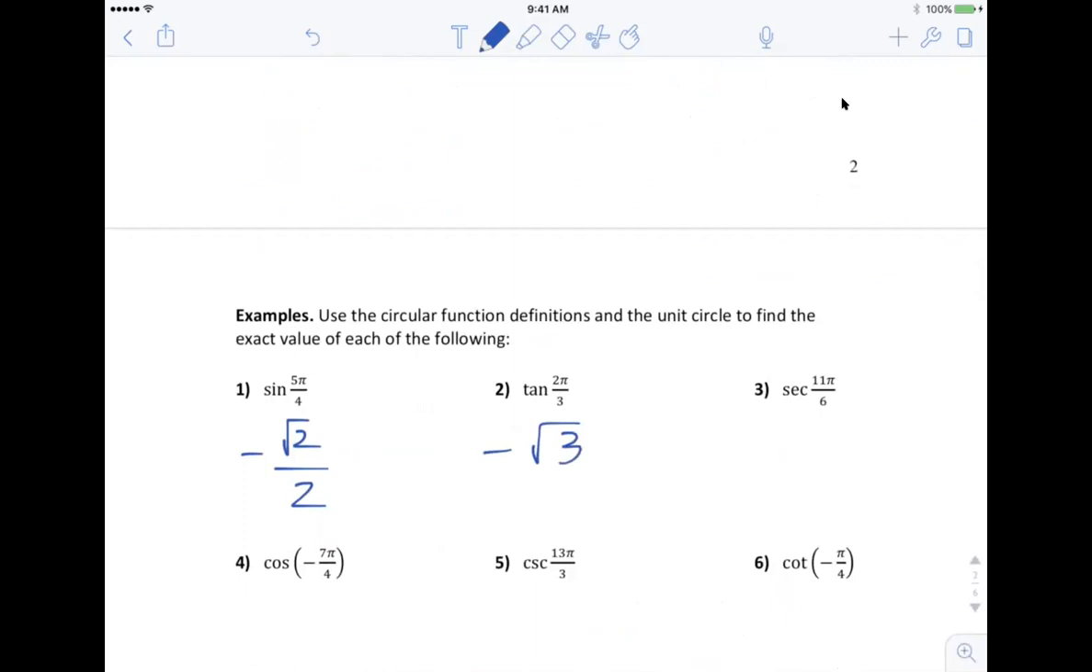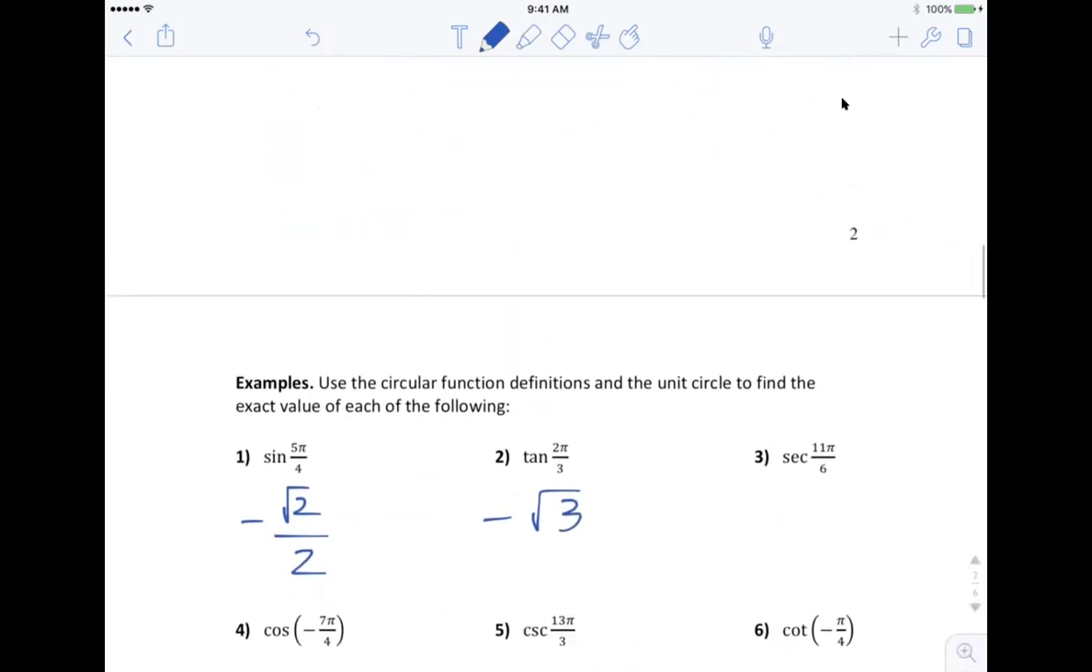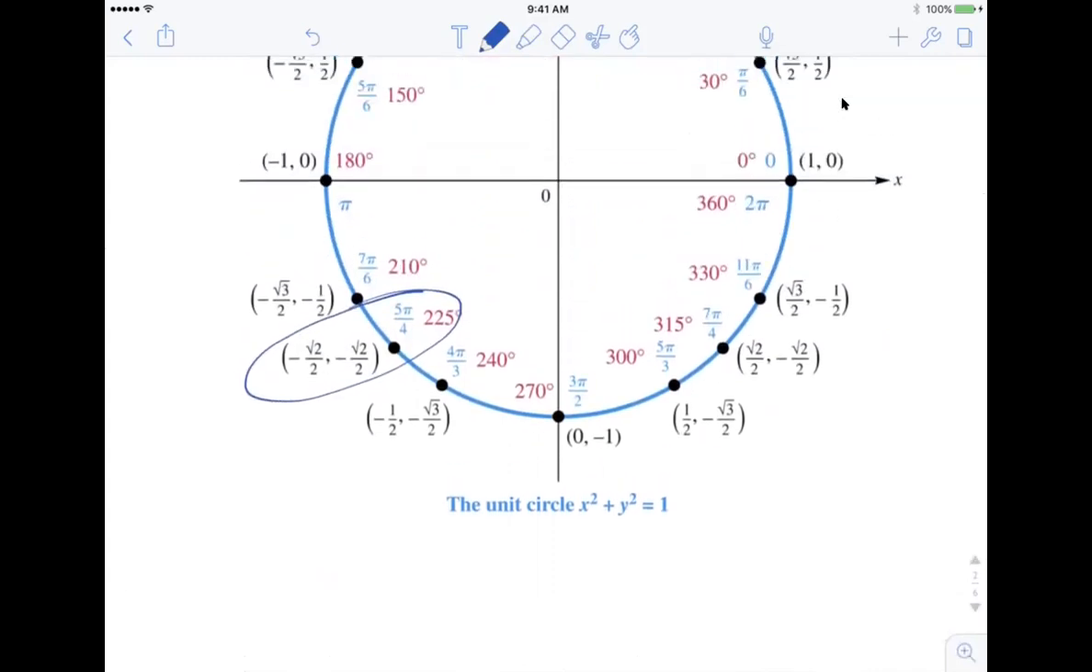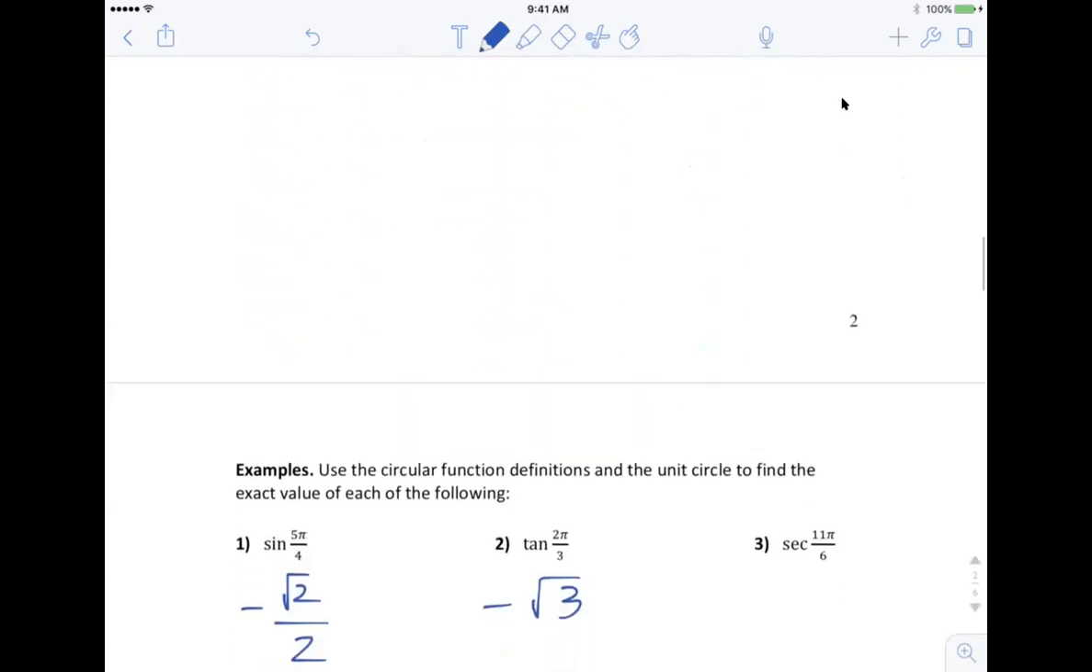Secant is the reciprocal of cosine. So I'm just going to go to that 11 pi over 3 location, just here, right? And cosine is the x value. And I'm just going to flip that over because it's secant. So 2 over root 3.